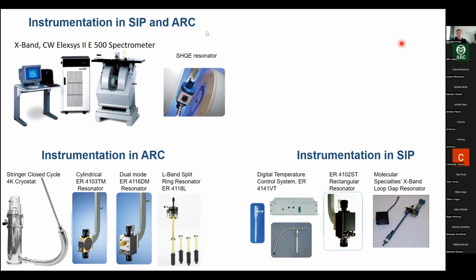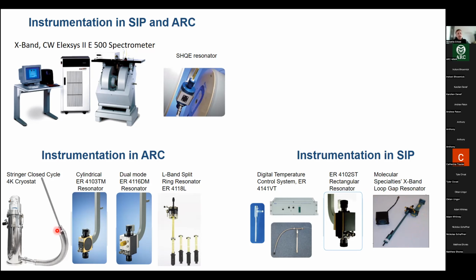Now in ZIP, we have, in addition to the high sensitivity resonator, a classic rectangular resonator. This is a workhorse. It can do a lot of things, but its sensitivity is considerably lower than for the SHQE resonator. And more important for the work I'm talking about today, we have an X-band loop gap resonator. Those are designed for work with aqueous solutions, and it allows us to do experiments with volumes as low as 5 microliters and a concentration range, spin range, of 20 to 200 micromolar, depending on the application.